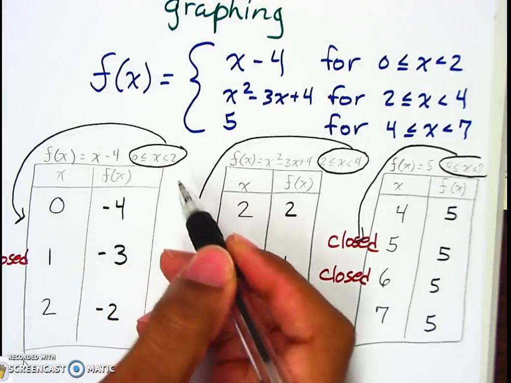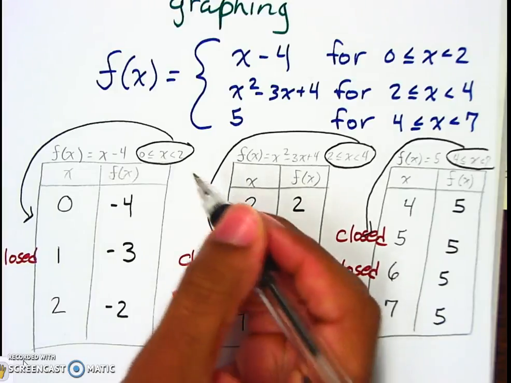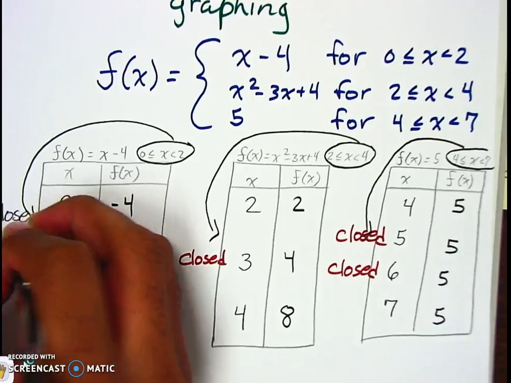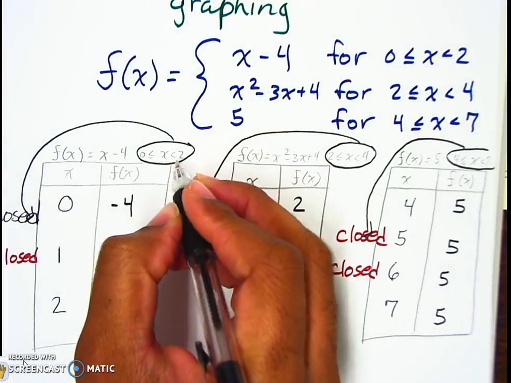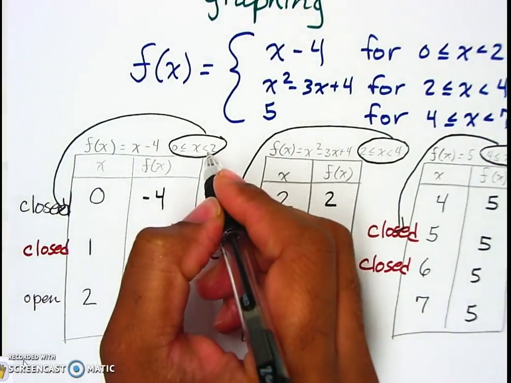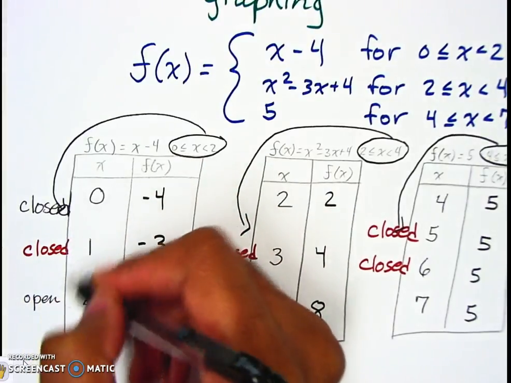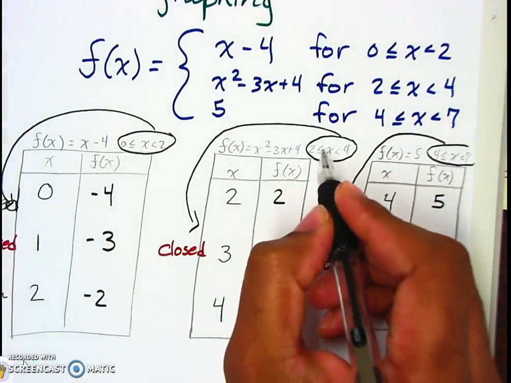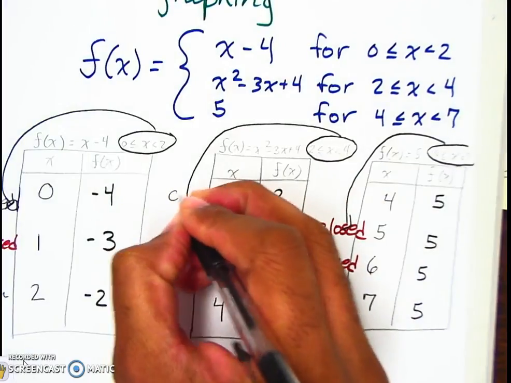And again, your inequalities will tell you what's going on. If it has the equal to sign there, we know it's a closed circle. So for 0, that's an equal to sign, so that's closed. For the 2, there's just a less than sign, so that is open. So 0 is closed, 2 is open. Same thing here for these 2. For the 2, there's an equal to sign right there, so that means that's closed.